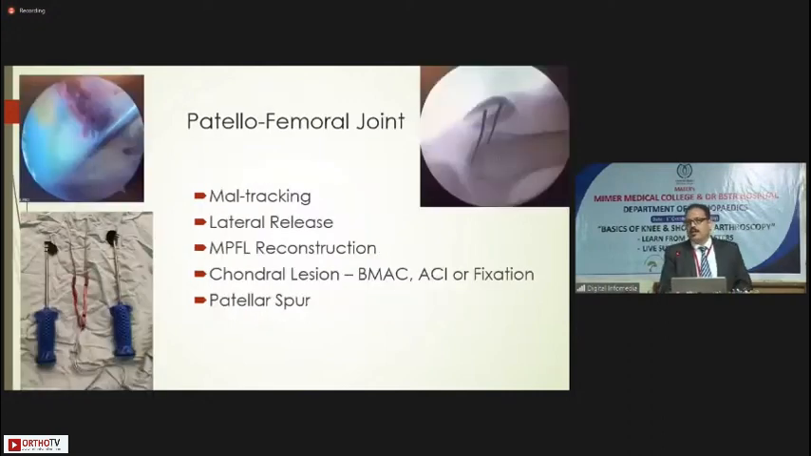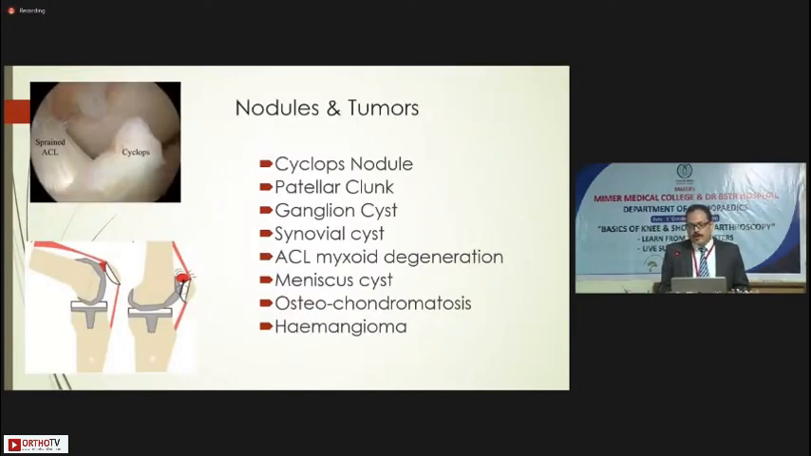Patellofemoral joints for diagnosis of maltracking, lateral release, nowadays not very, very routinely done. MPFL reconstructions can be done by arthroscopic assisted surgery, and that is one of the cases here what we have done. Chondral lesions like BMAC, ACI fixations are also done. And people do a patella ACI in prone position, totally arthroscopic with air insufflation or CO2 insufflation. Patella spurs can be easily removed arthroscopically.